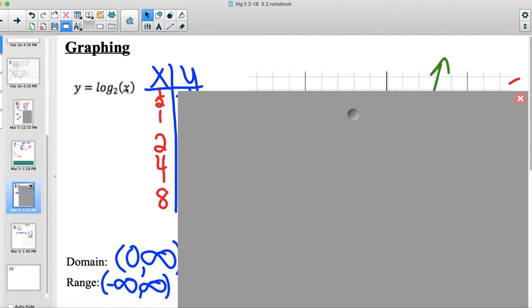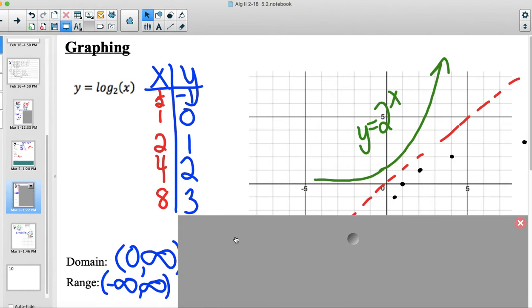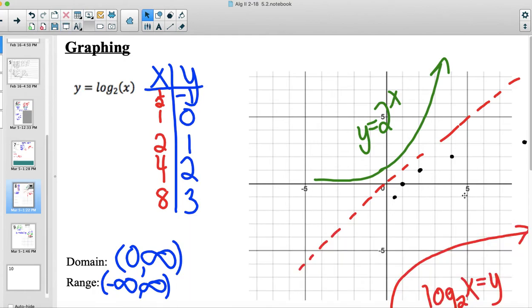If I put a 4 here, that would be 2. If I put an 8 here, that would be 3. If I put a 1 here, you would remember that would be 0. And then if I put a 1/2, that would be the negative first. So when you graph this, it's going to look like this.